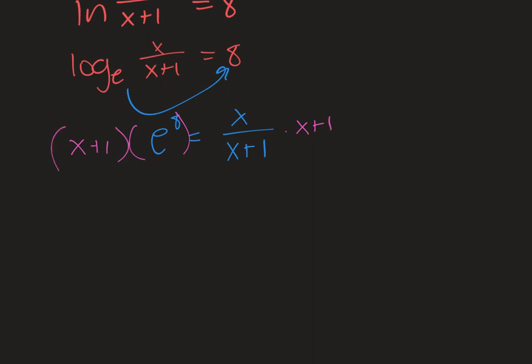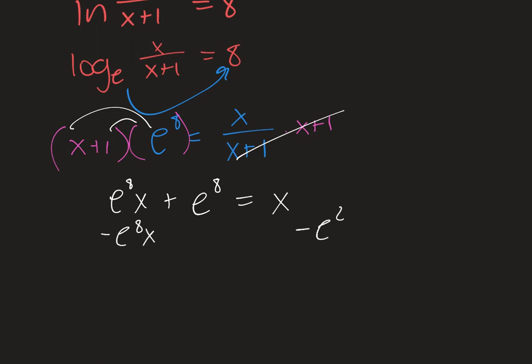And this is one of the scenarios in which you have an x on both sides, right? So this is the crappy one because we have to distribute and then move. So we're going to distribute: e to the 8th times x plus 1 times e to the 8th equals, these canceled, and I get x. I've got to move both terms that have an x to one side and the other one to the other. So I can move this e to the 8th with the x over here, or I could have gone the other way.